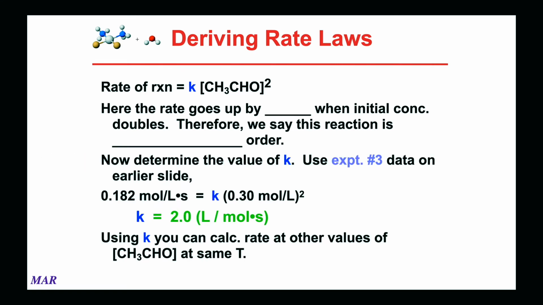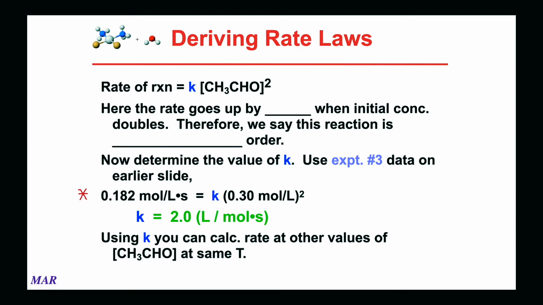Once you have the order of a reaction, you can go back and solve for the last part, the rate constant k. And rate constant k has some really good uses we're going to see. You can use any of the experiments in the previous slide's data. All right, you could use experiment 1, 2, 3, or 4. In this example, I used experiment number 3, and the rate in experiment 3 was 0.182, and that equals k, which we don't know yet.